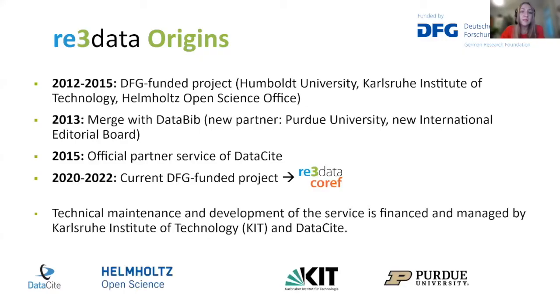re3data has started as a project which was funded by the German Research Foundation, the DFG, involving the Humboldt University, the Karlsruhe Institute of Technology, and the Helmholtz Open Science Office. And in 2013, the service merged with DataBib, which was a similar repository registry located at Purdue University in the US. Then since 2015, it is a DataCite partner service chaired by the Karlsruhe Institute of Technology and Purdue. And in 2020, the current project re3data CoRef started again with funding from the DFG.